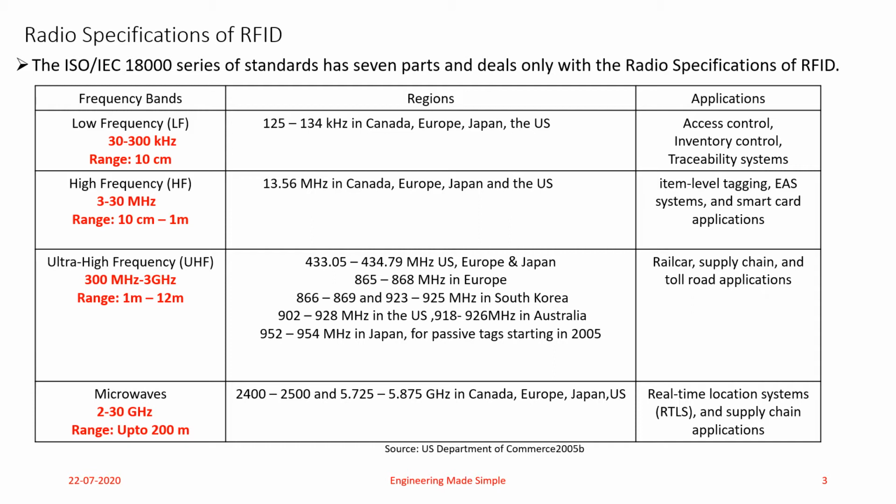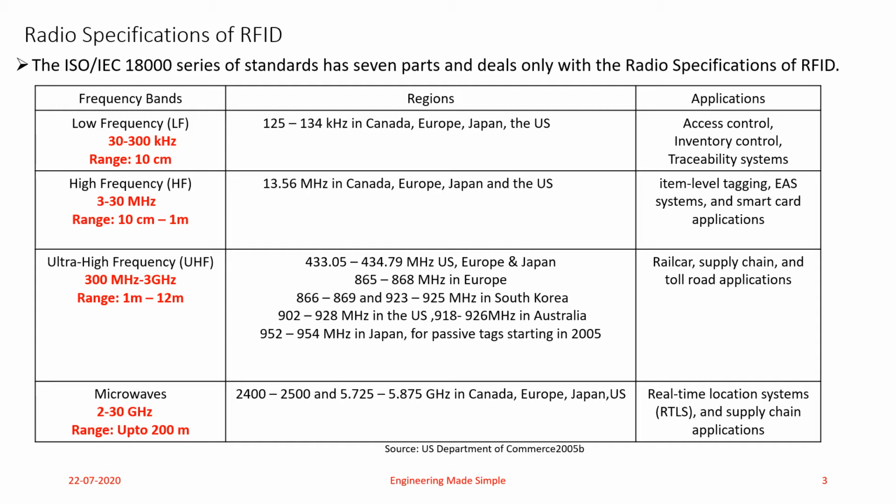Now, in low frequency, the range of RFID tags or readers is 10 centimeters. When it is in the high frequency band, the range of the RFID devices is between 10 centimeters to 1 meter. That is the coverage radius. When I talk about range, I am talking about the coverage radius of RFID devices. In ultra high frequency, the range is between 1 meter to 12 meters, and in the microwave frequency region, the range can go up to 200 meters.